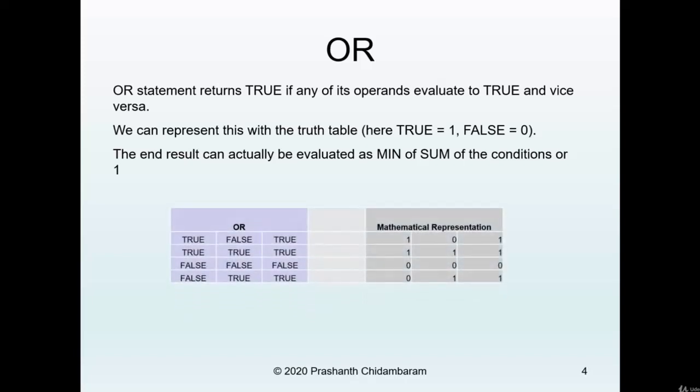So for the first example, let's take true and false. True is 1, false is 0. 1 plus 0 is 1. Min of the sum of conditions or 1, so min of 1 comma 1 is 1. The second example, true is 1, true is again 1, so 1 plus 1 is 2. Min of the sum of the conditions, it's 1 comma 2, so again it's 1 and it's true. False is 0, false is 0, 0 plus 0 is 0, the min of 0 comma 1 is 0, which is false. And then finally 0 plus 1 is 1, min of 1 comma 1 is again 1. So the mathematical representation is here and the exact true or false values are here.